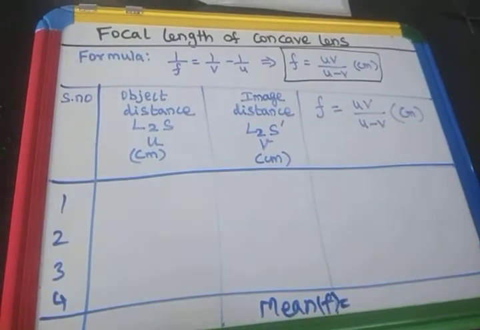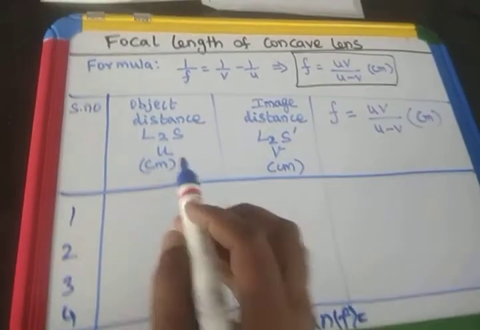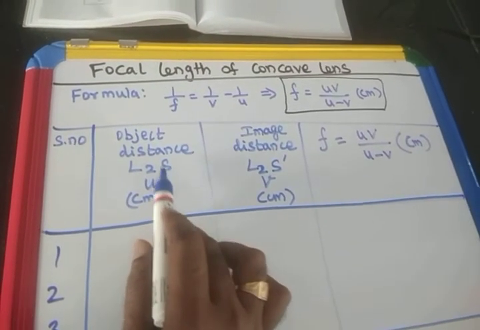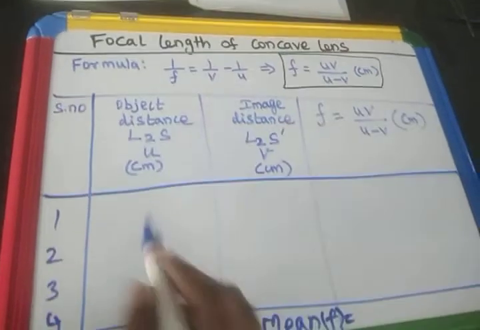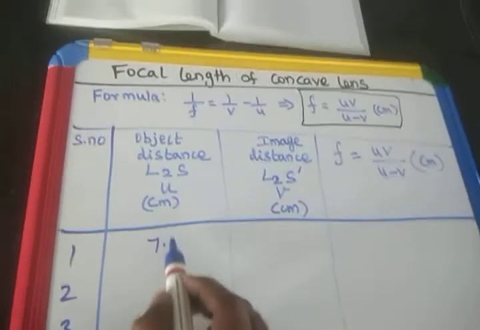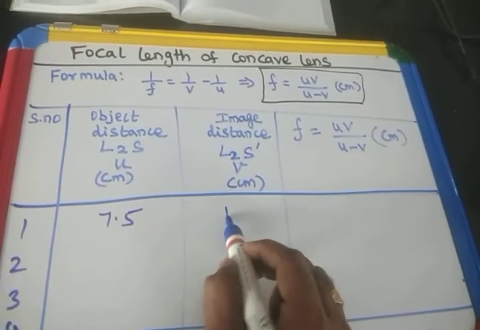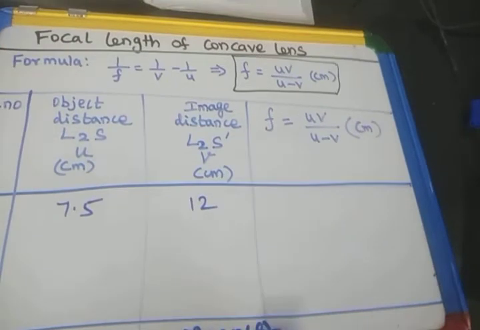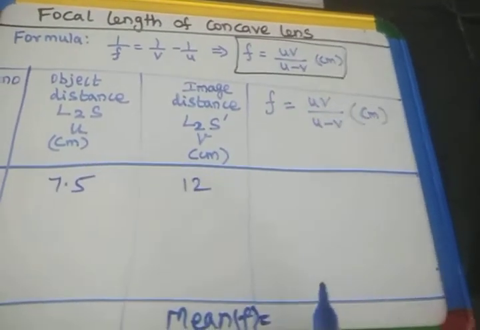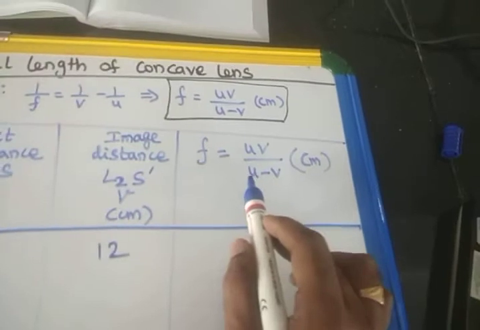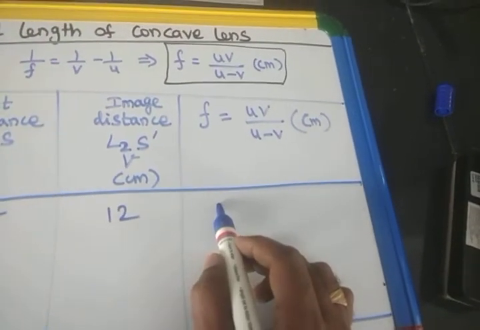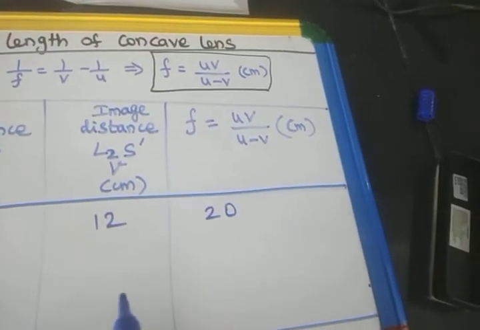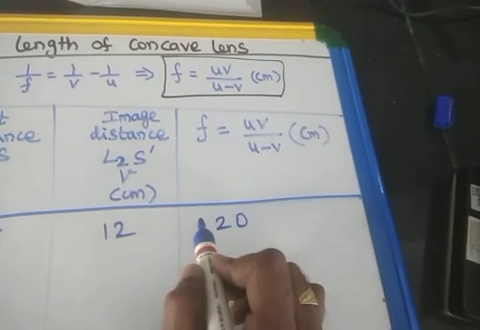So the reading will be tabulated in the given table. The object distance is the distance between the concave lens and the initial position of the screen. Yes, that is the object distance, 7.5 centimeter. The image distance is the distance between that lens and the final image formed, 12 centimeter. By doing this calculation uv by u minus v, we get the answer 20. So this is a positive one, negative one. We get the minus sign.